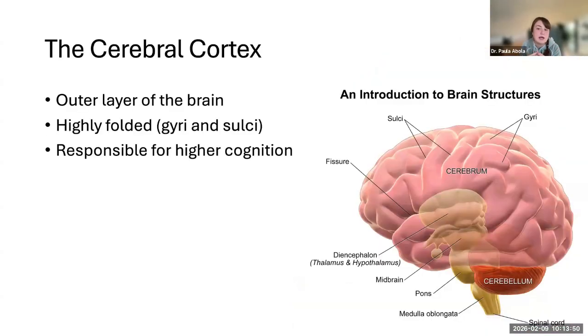So the cerebral cortex is the part of the brain most commonly associated with human cognition. So when we think about activities such as reasoning, problem solving, language, also decision making, and conscious perception, then we are usually referring to cortical processing. So the cortex forms the outer layer of the brain and is especially well developed in humans compared to other species, reflecting our capacity for abstract thought, complex communication, and flexible behavior.